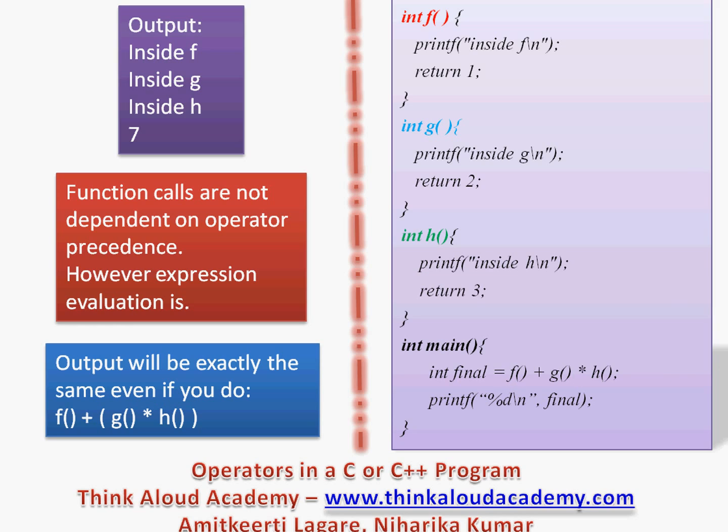So these were some of the examples for operators and their precedence and the way they are used in C and C++.